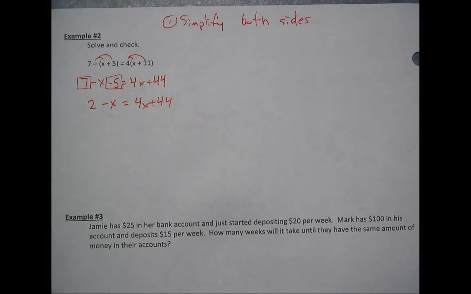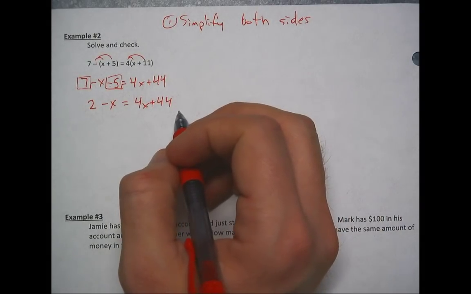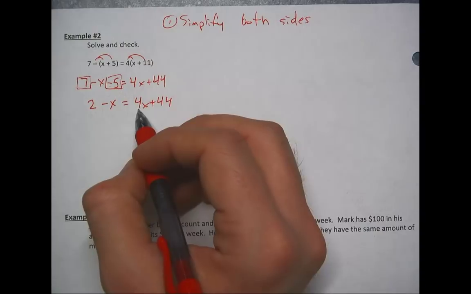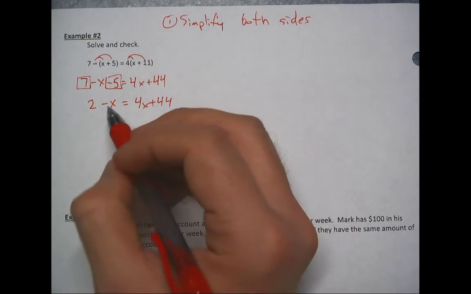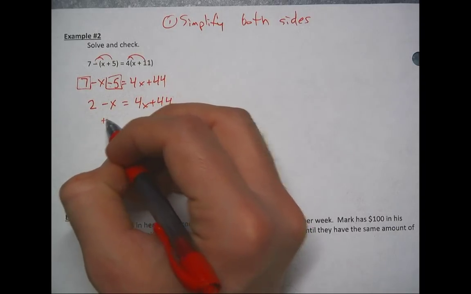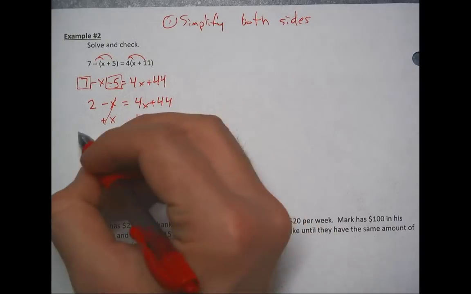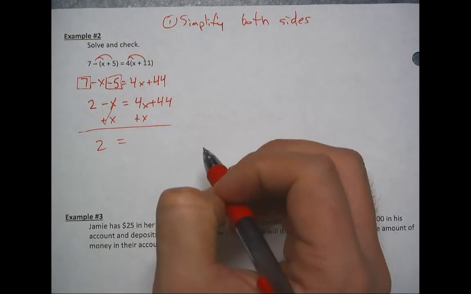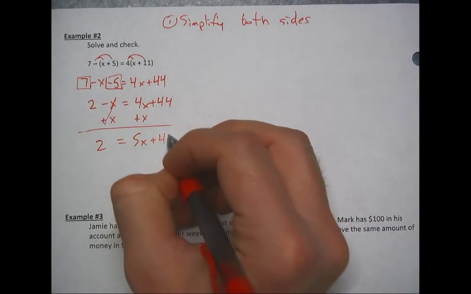Okay, and now I'm looking at this. All right, the left side's simplified. The right side is simplified. Now I can start clearing stuff out. So if you look, this is a negative 1x and this is a positive 4x. One of them's got to go. I would get rid of the negative. So let's add a 1x to get it to 0. So that just leaves me 2. I get a 5x on this side, and I still have a 44.